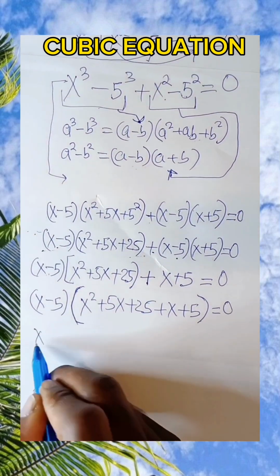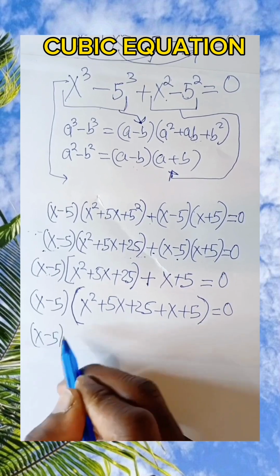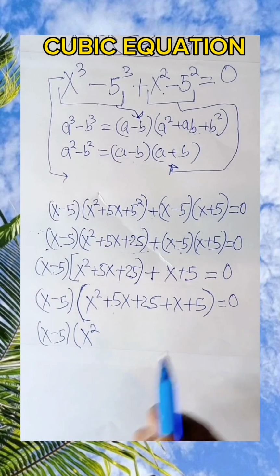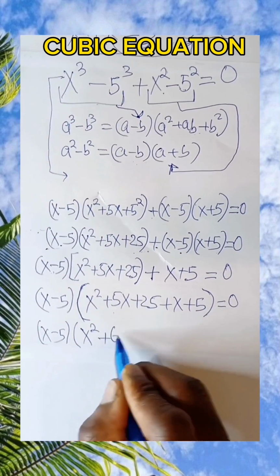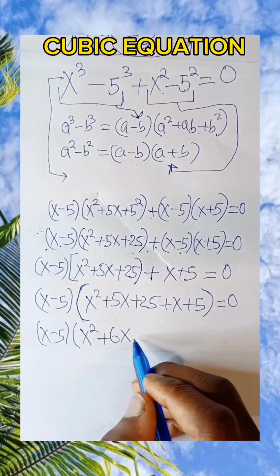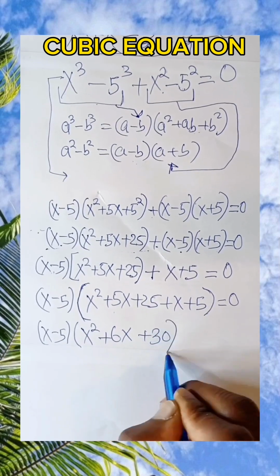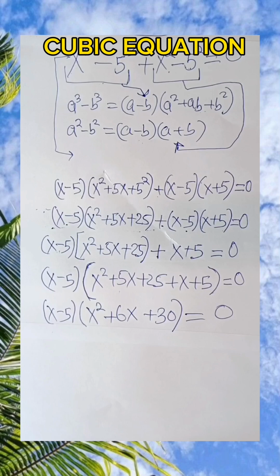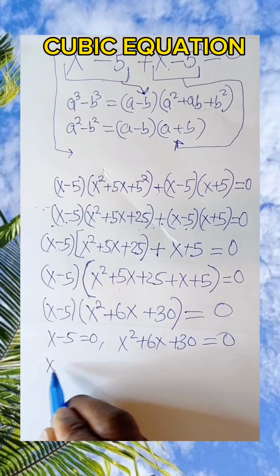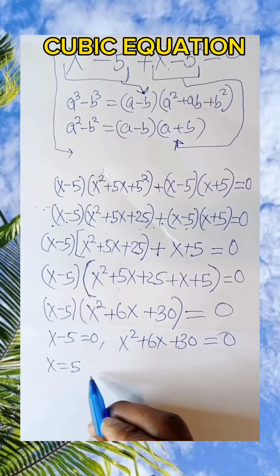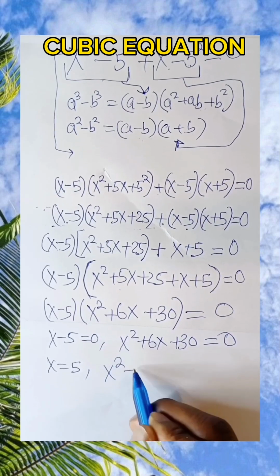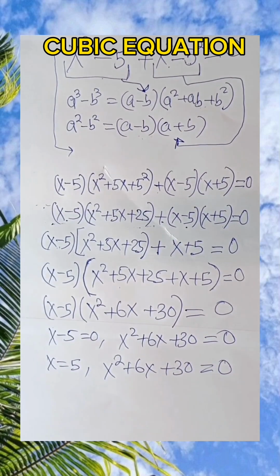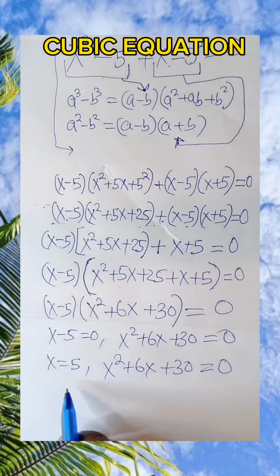So we will have x minus 5 times x squared. 5x plus x will give us 6x. 25 plus 5 will give us 30, is equal to 0. Let us equate each factor to 0. x is equal to 5. Then x squared plus 6x plus 30 is equal to 0. So our first value of x is 5.